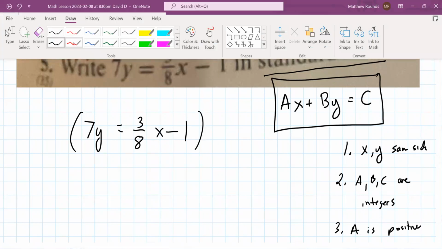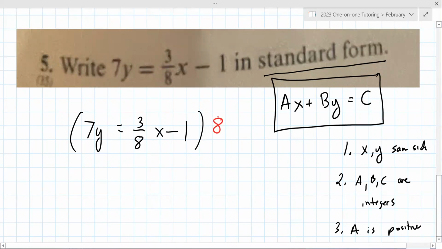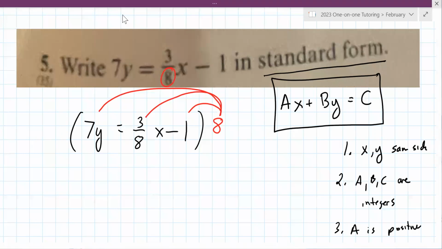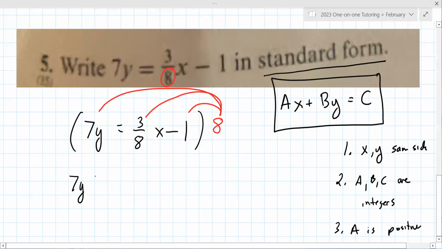So we're going to multiply by 8, because 8 is the fraction's denominator. You multiply everything by 8. You multiply the 1 by 8, the 3/8 x by 8, and the 7y by 8. Let me show you this as an intermediate step.